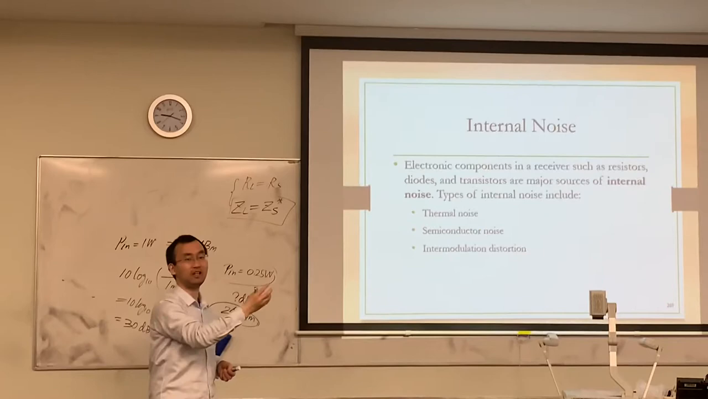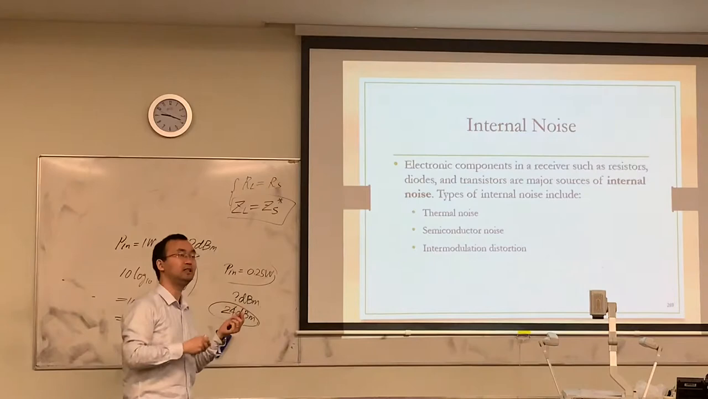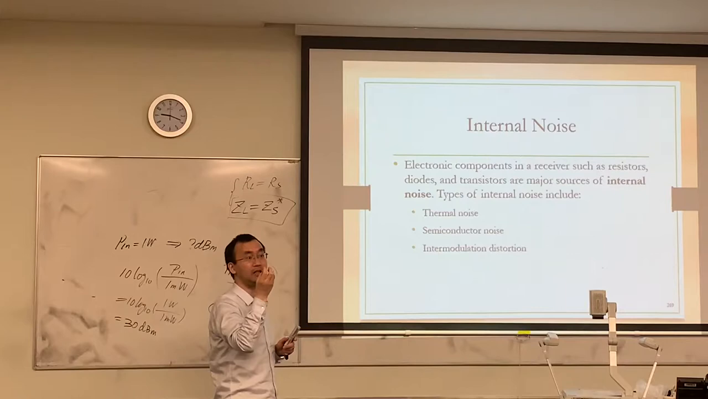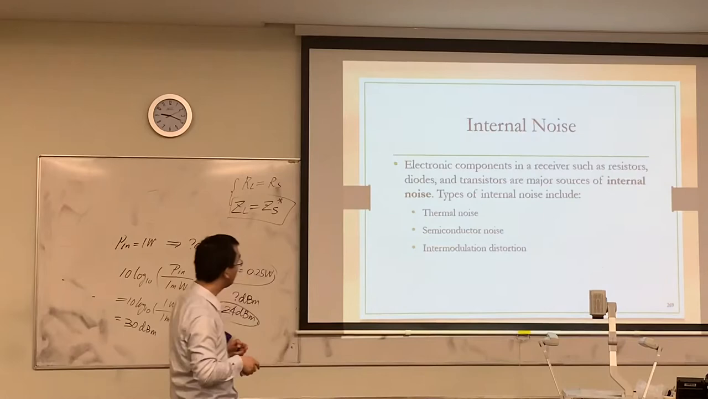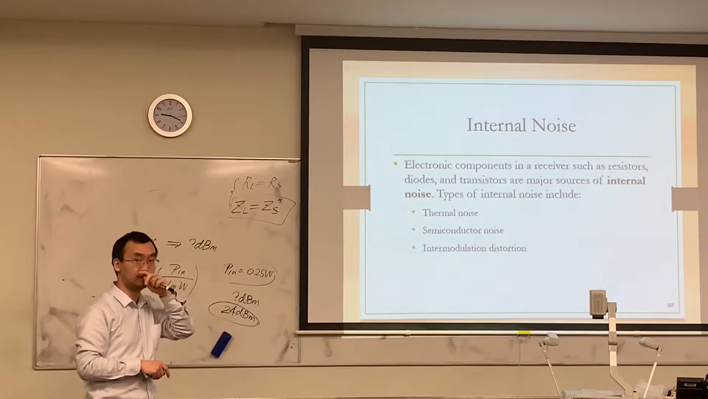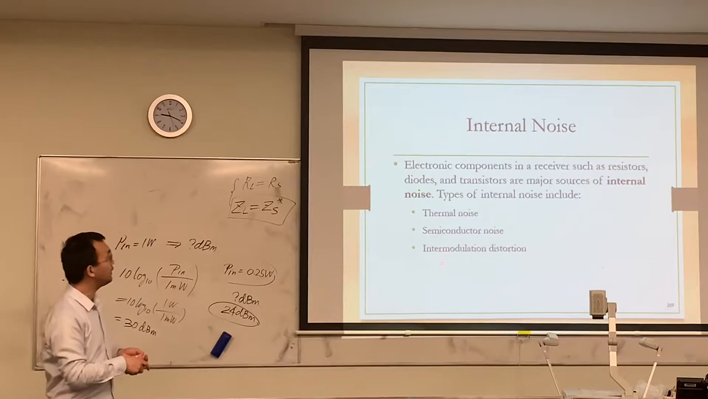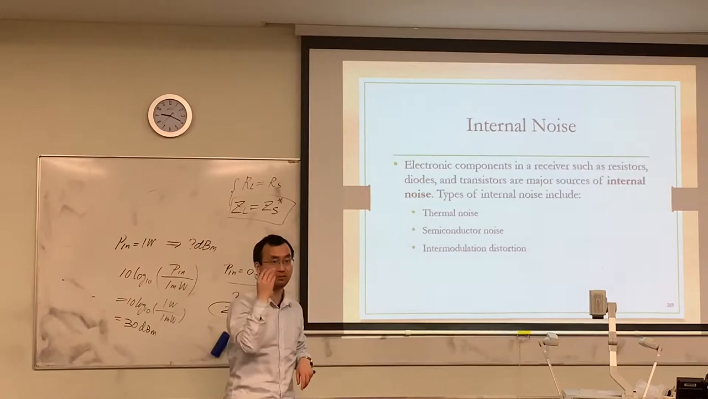So the motion of the electrons will be affected by temperature. The higher the temperature, the faster they move. The faster they move, we introduce some noise. Remember, the electrons carry electricity. When they move, they induce a magnetic field. This magnetic field is noise. Another one is the semiconductor noise, from the impurities inside the semiconductor. For example, most of the time you use silicon, and then you have other types of atoms inside the silicon. We have the intermodulation noise, like the one I mentioned for the filter. So the filter may not be perfect, so some part of the signal will be rejected as noise.